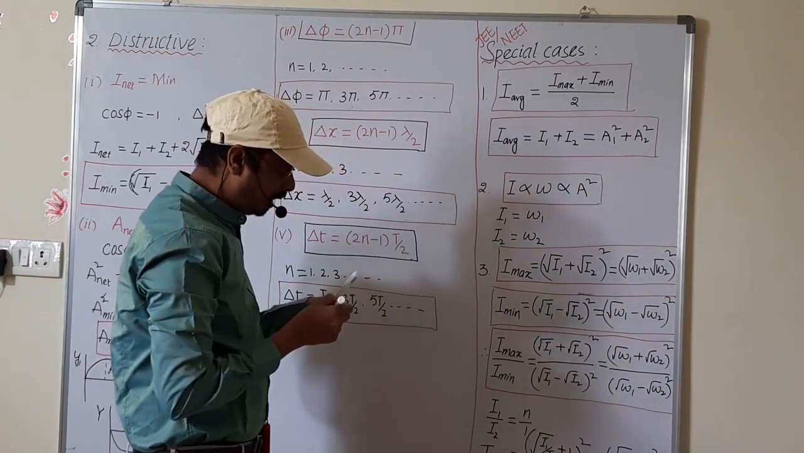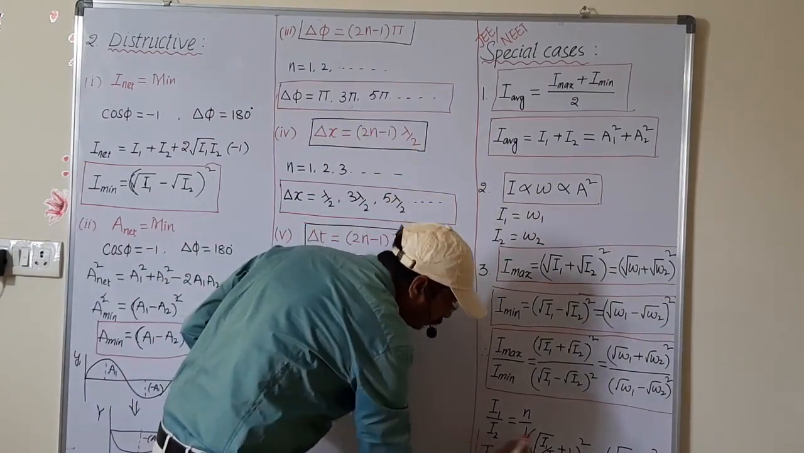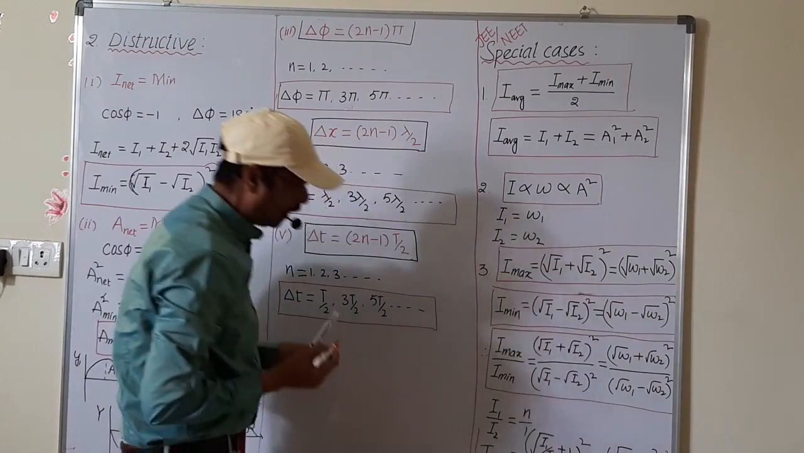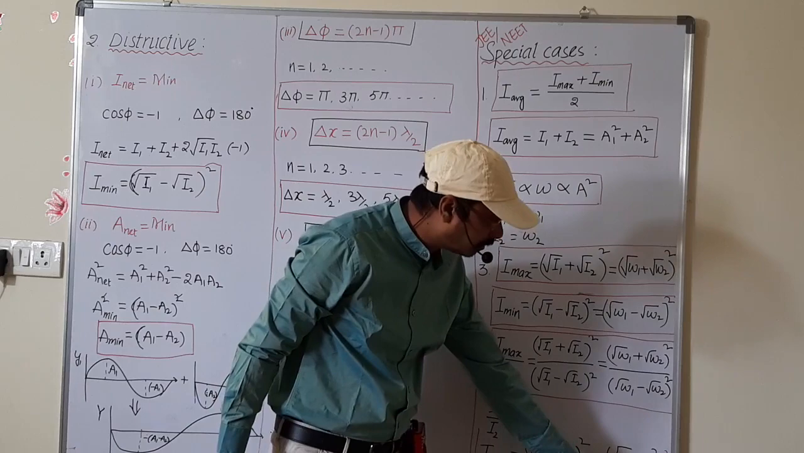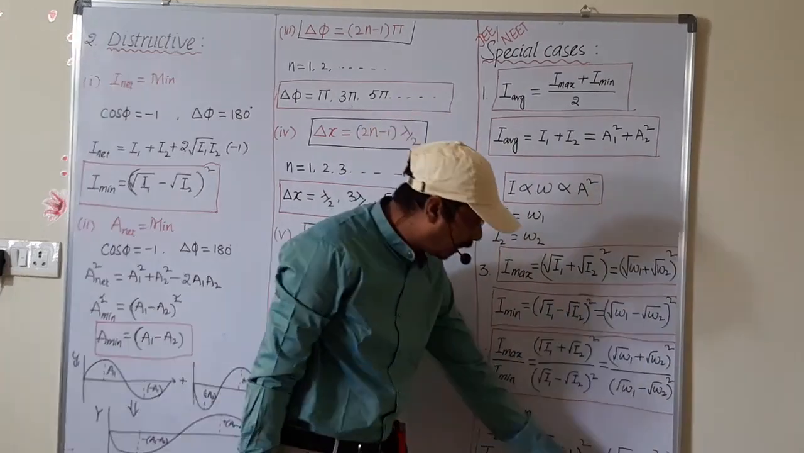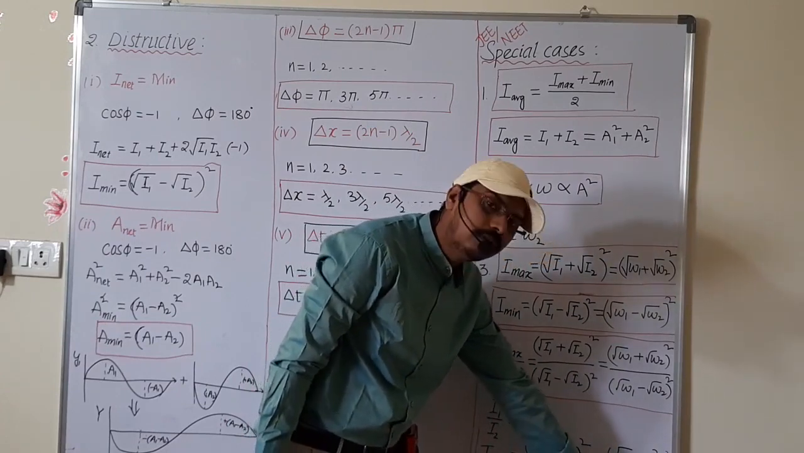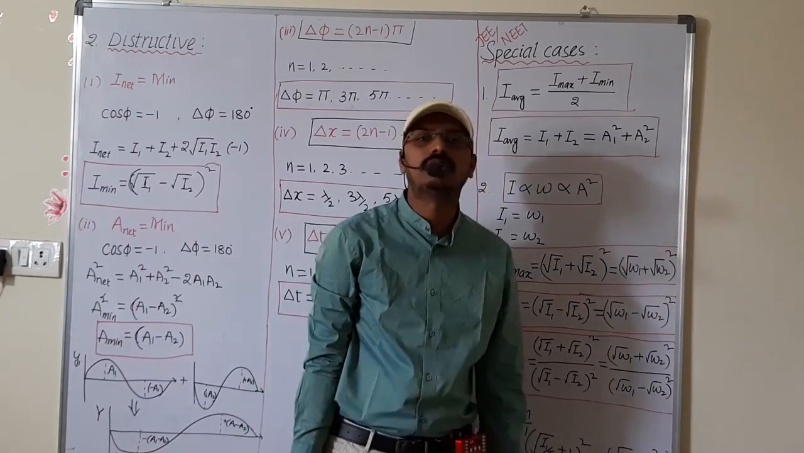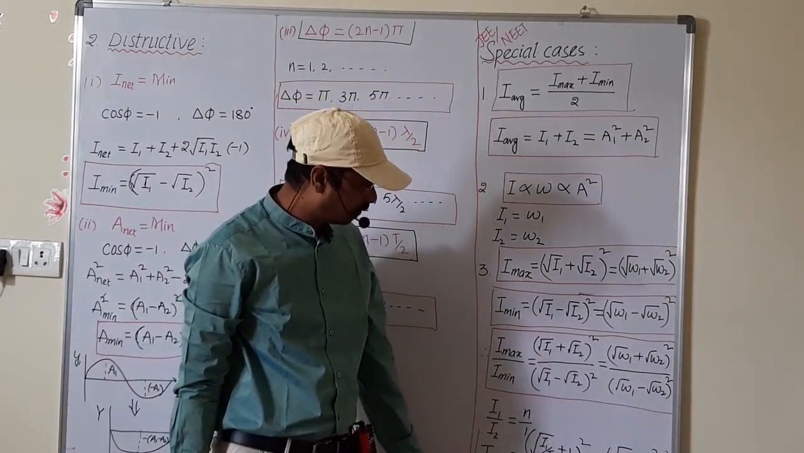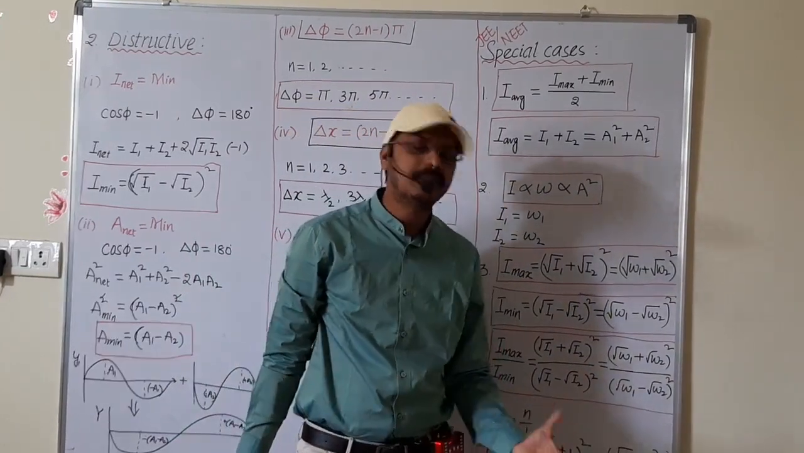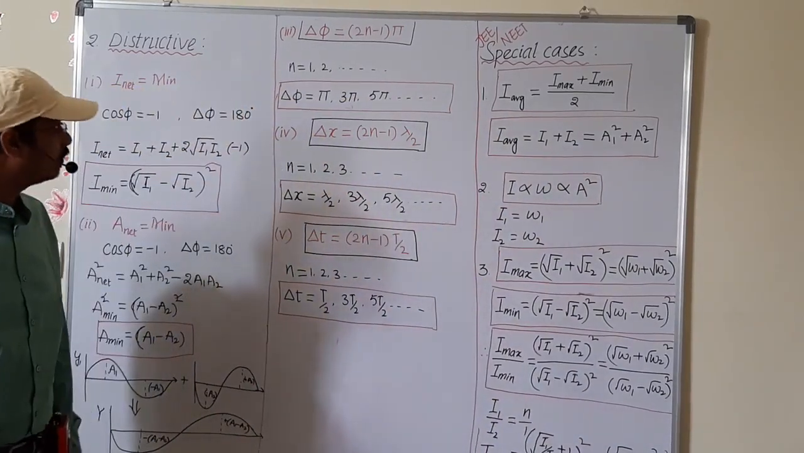This is very important. Whenever the value is given in terms of ratio, then directly we can use root n. The n value is I1 upon I2. Maximum is root n plus 1 whole square, minimum is root n minus 1 whole square. The n value is nothing but I1 upon I2. If you use this value, by using a simple method, we can find out the value.